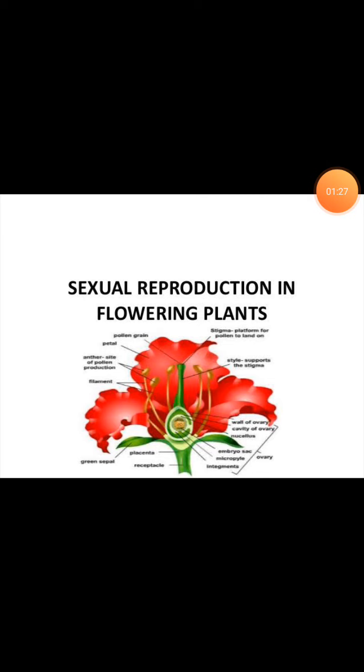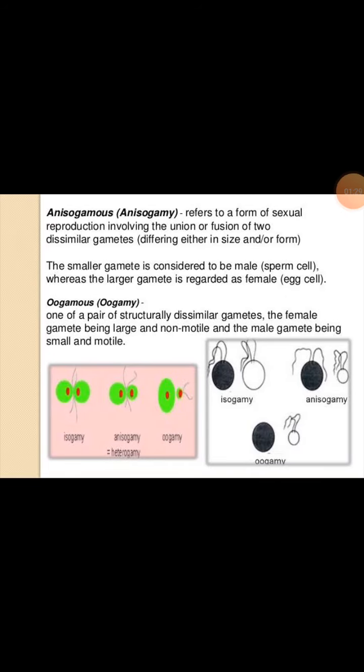Now see, there is the fusion of the male and female gamete. Depending on the nature of the fusion of gametes, the gamete is classified into different types, for example, anisogamy, isogamy, and oogamy.